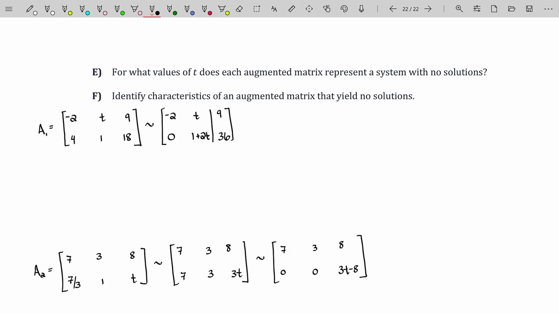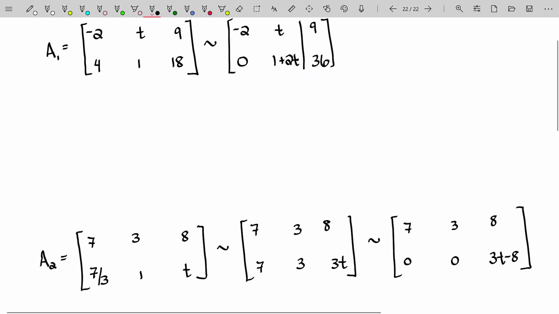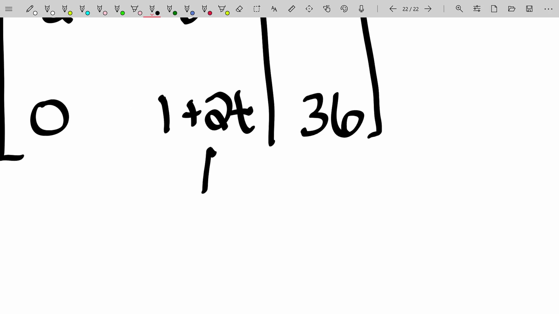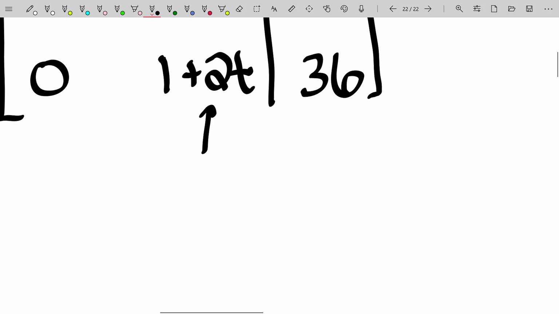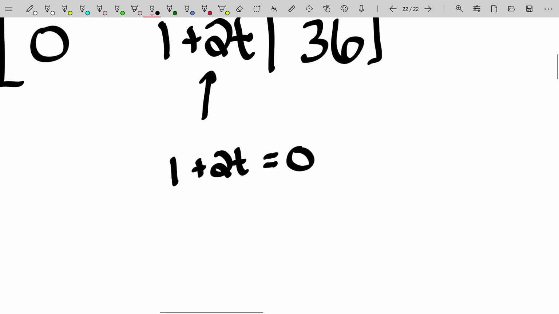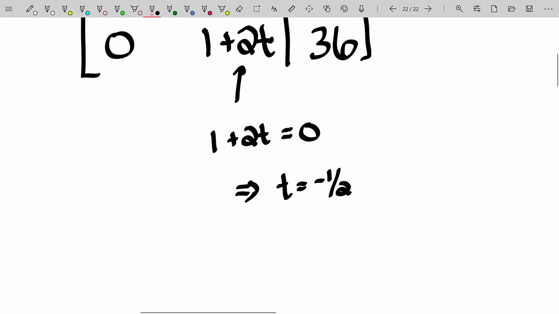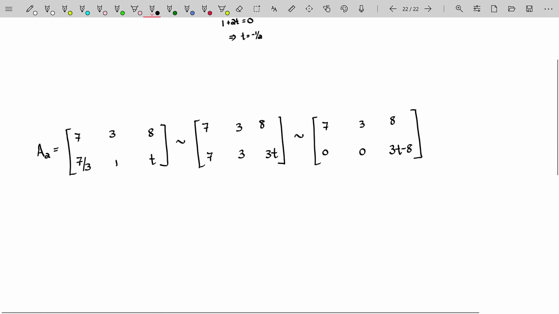For what values of t does each augmented matrix represent a system with no solutions? I wrote down the matrices right there, and we happen to know there's just no solution if this number is 0, because 0 can't equal 36. So we know we don't have a solution if 1 plus 2t is equal to 0, or in other words, if t is negative 1/2. Great. What about the other system?